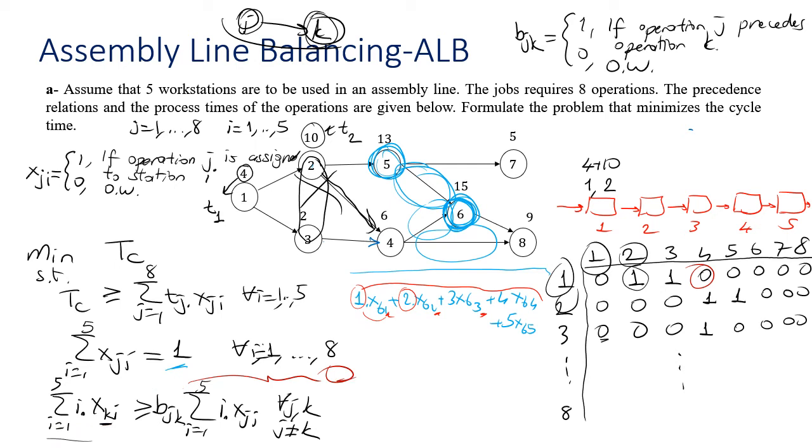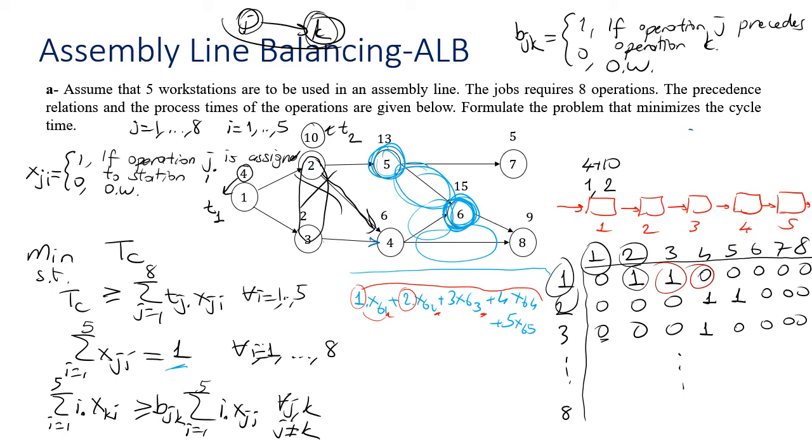So this constraint becomes a redundant constraint. But if, for example, between 1 and 3, if it is 1, then we have this constraint saying that k is 3, and j is 1. I need to write this constraint for 1 and 3. And that's it.